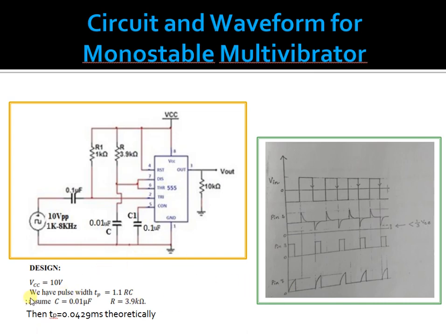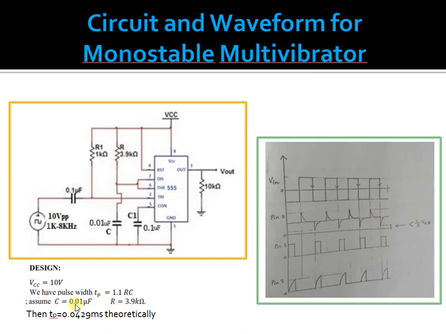In the design, what we are going to consider is a VCC equal to 10 volt, a pulse width which is computed to be equal to 1.1 into RC, and this theoretical computation of the pulse width we have already seen in the tutorial when we explained the working principle of the monostable multivibrator. For the simulation purpose, we will consider the capacitor to have a value of 0.01 microfarad, and the value of R is chosen to be equal to 3.9 kilo ohms.